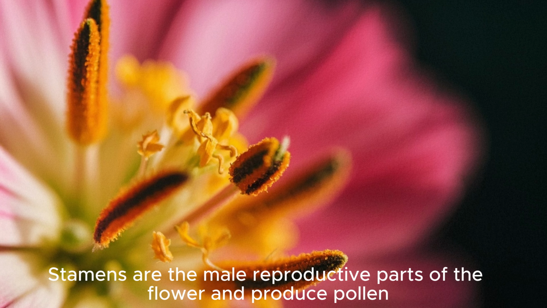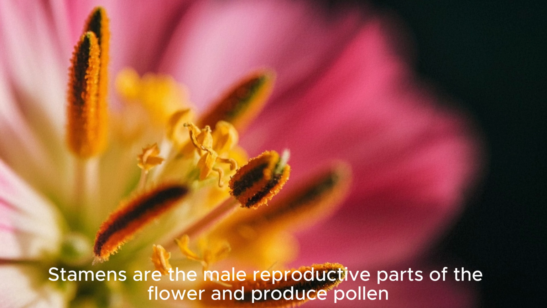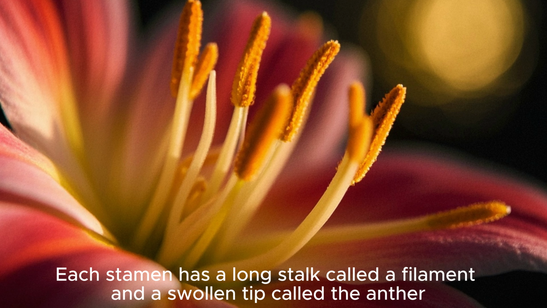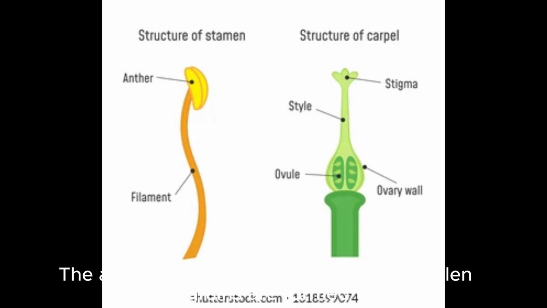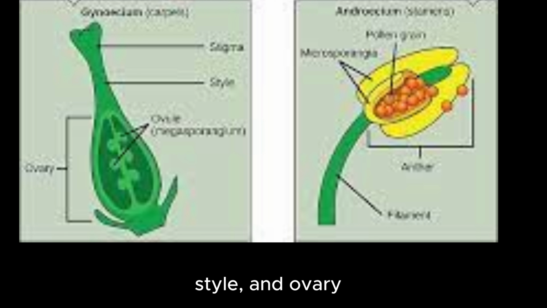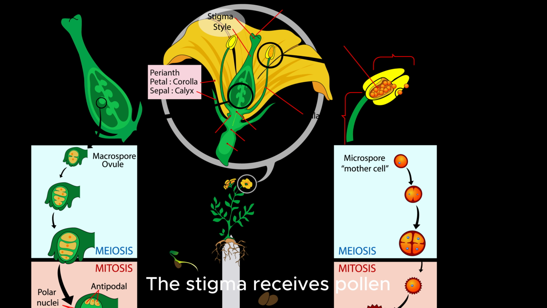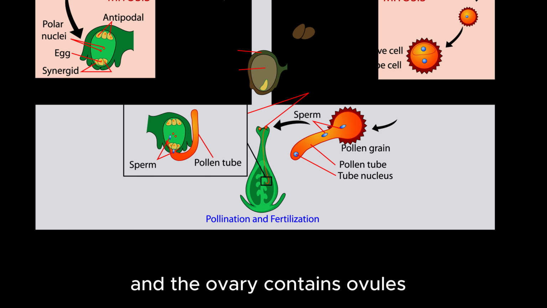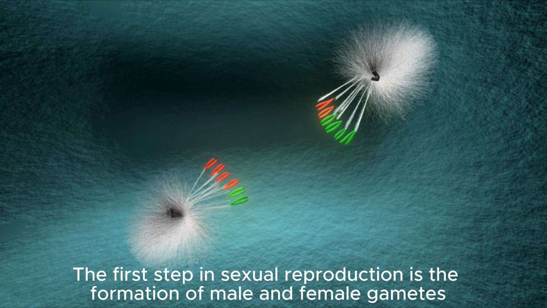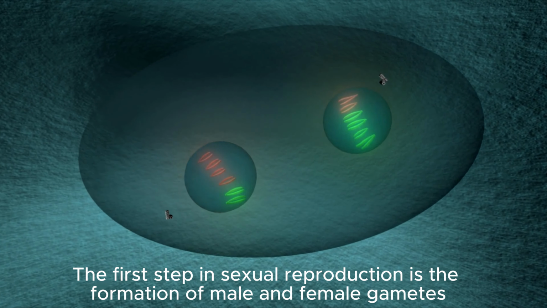Stamens are the male reproductive parts of the flower and produce pollen. Each stamen has a long stalk called a filament and a swollen tip called the anther. The anther contains pollen sacs where pollen grains are formed. Carpels are the female reproductive parts. A carpel consists of 3 parts: stigma, style, and ovary. The stigma receives pollen, the style connects the stigma to the ovary, and the ovary contains ovules, which later become seeds.